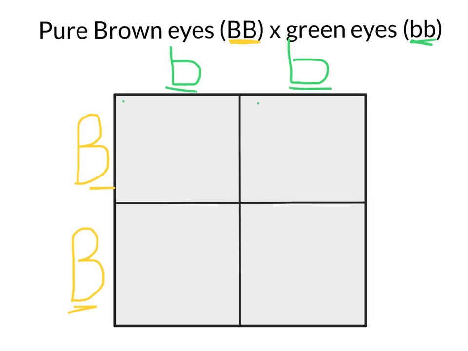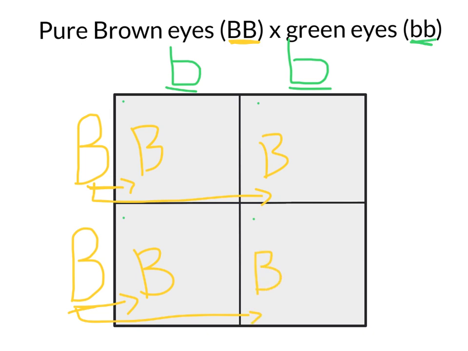Each one of these four boxes is each going to have one allele from each parent. And I'm going to show you how we're going to do that. First, let's start with our pure brown-eyed parent. They have two B's. So one of them will come across, and we'll write that B in here, and one over here. And the other B is going to come across this way. We'll write one of the B's in here, and the other B here.